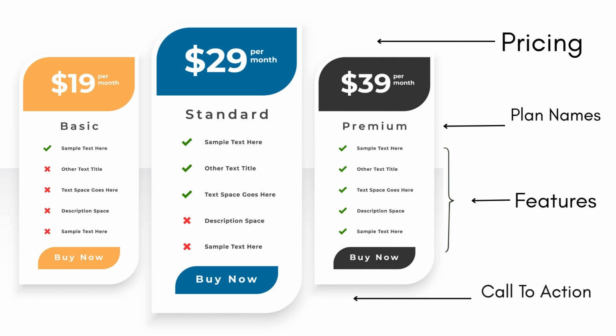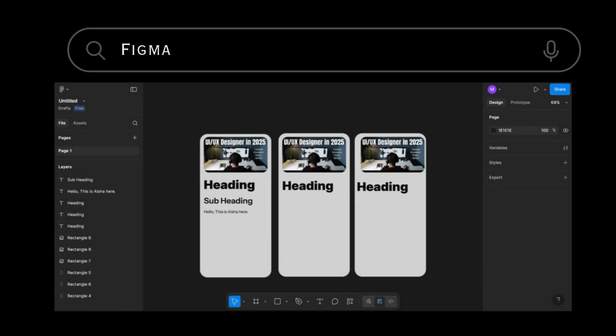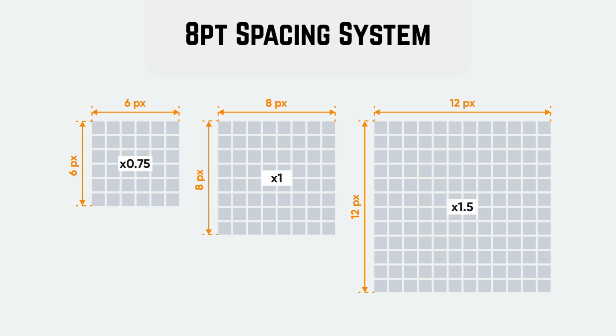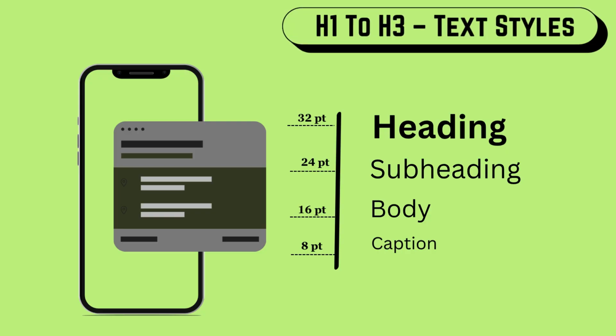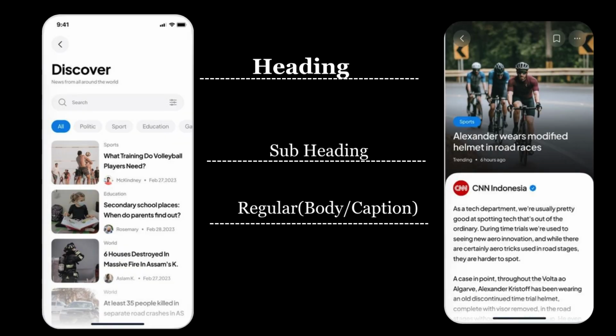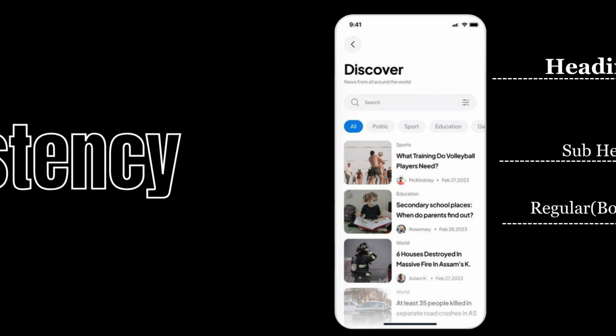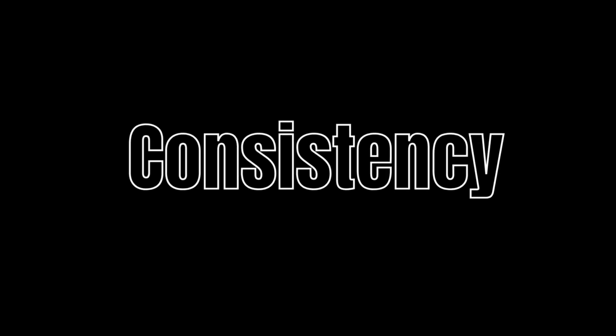and impossible to miss. If you are working in Figma, you can use an 8-point spacing system and set clear H1 to H3 text styles. It builds a rhythm into your layout. That's how you use hierarchy to drive clarity and conversions. Let's move to the next point, consistency.